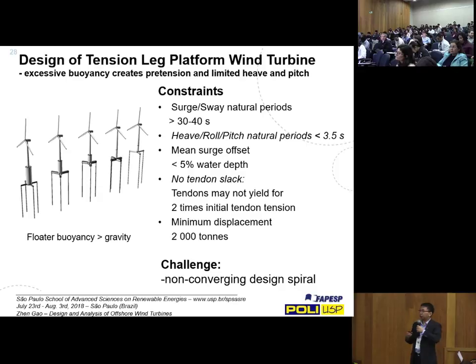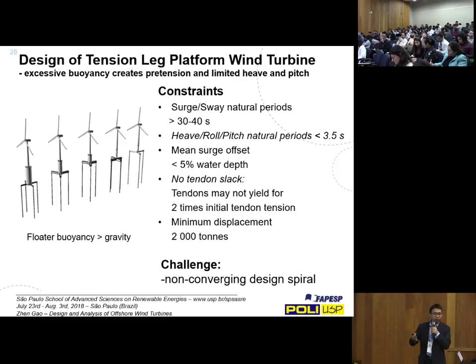If we look at a TLP system, at the moment there's no large size prototype of floating TLP wind turbines. So these are only concepts. And the basic concept of a TLP is that the buoyancy of the floater is larger than the gravity, so that it gives upward tension in the mooring system. So if we cut all of the tensions, basically it will float up or capsize. So it's important that you have a large tension in the system.